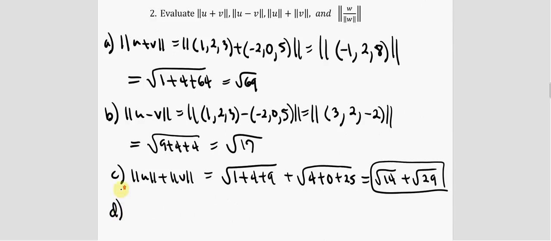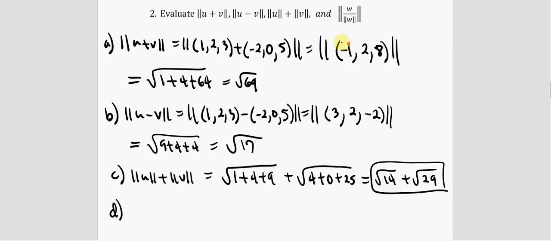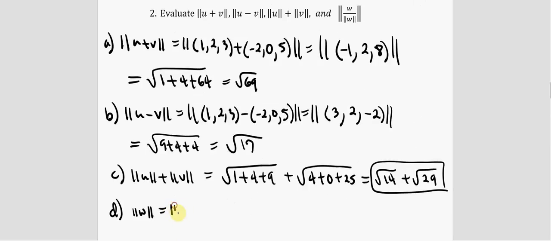The next one, we want to find W divided by the norm of W, basically to examine the nature of the unit vector. So let's first find the norm of W, and W is given to be 7, 1, and negative 3. So that gives us the square root of 49 plus 1 plus 9. So we get the square root of 59.